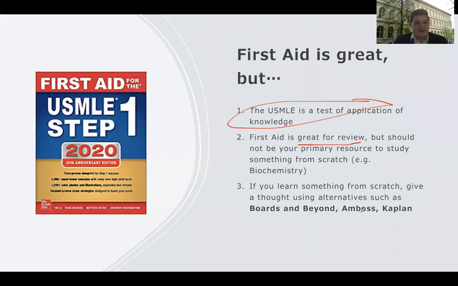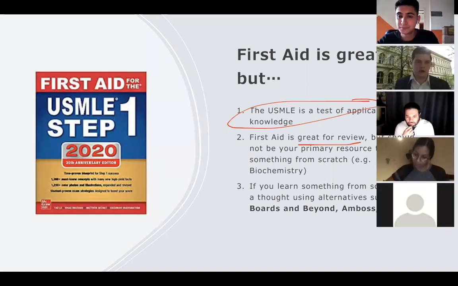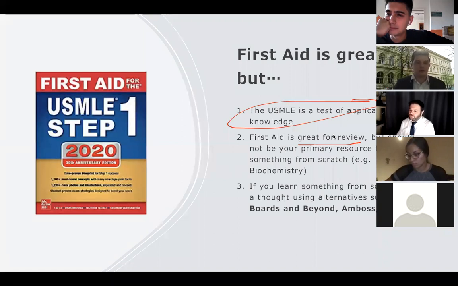So this book is complete garbage. No, I'm kidding. It is still a recommended resource, but definitely I think there's a lot of misconception about its usage out there. Because the point is, as Chris mentioned, USMLE is all about application, about having strong bases, a strong thinking process, and integration of information. First Aid doesn't have any of that in it.